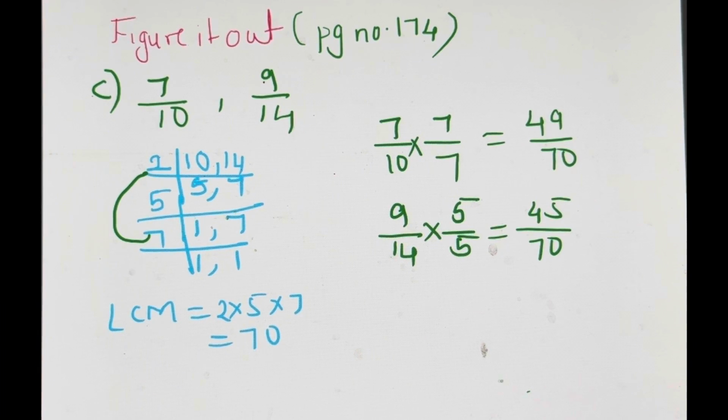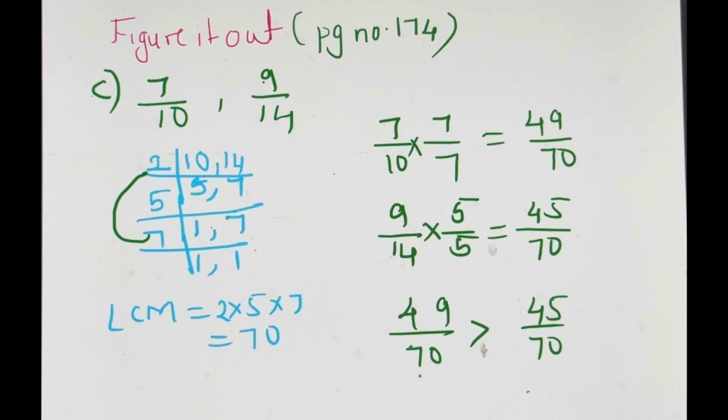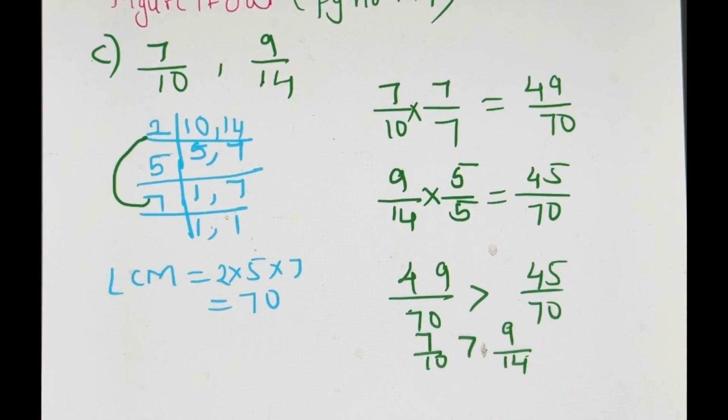Now the denominator is same, so we can easily identify the number which is larger. So 49 upon 70 is greater than 45 upon 70. And you can always write the original form. What was the original form of 49 upon 70? That was 7 upon 10. So you can say 7 upon 10 is greater than 9 upon 14. Correct? So this is answer number C.